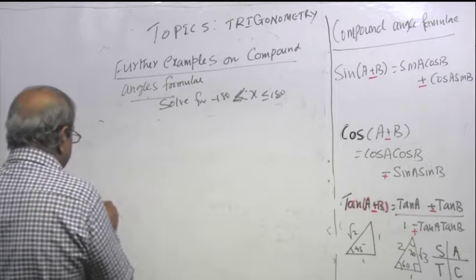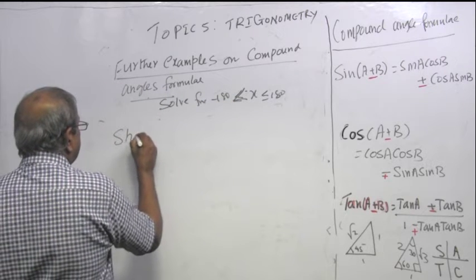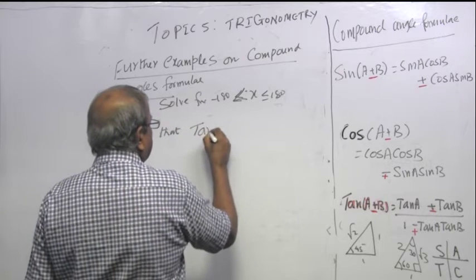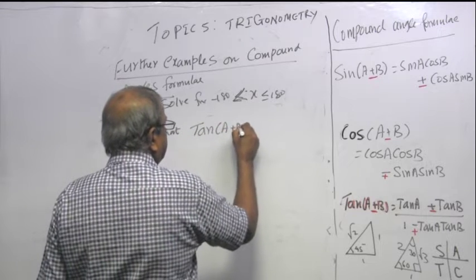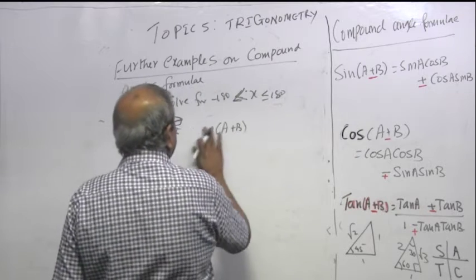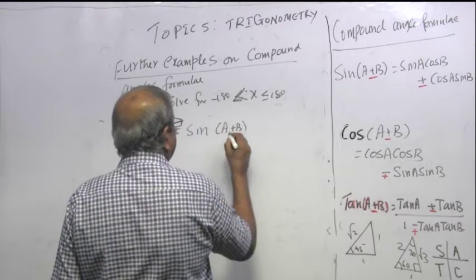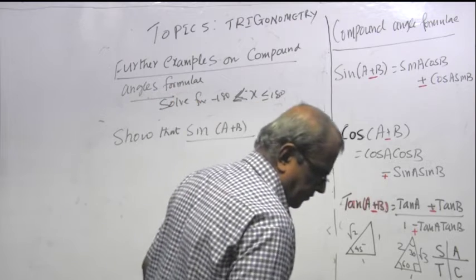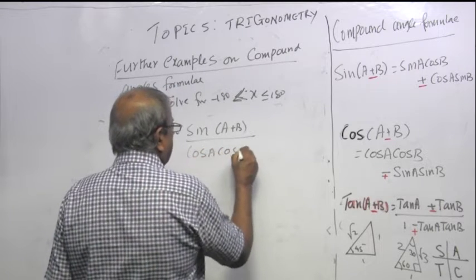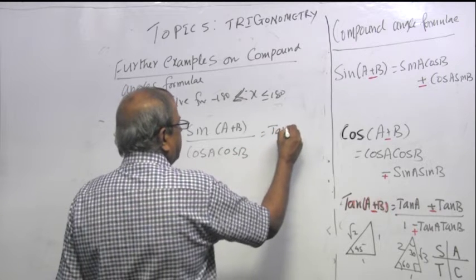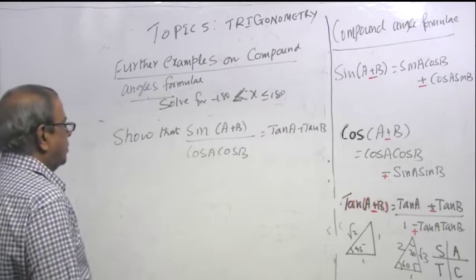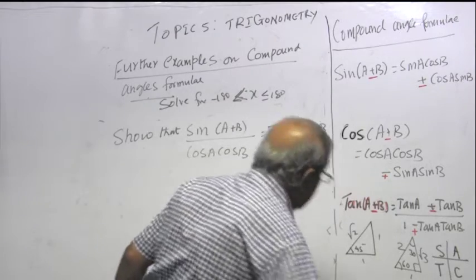Show that sin of A plus B over cos A cos B equals tan A plus tan B, which in 3 examples I think I have proved. This is not solving, this is now identities.